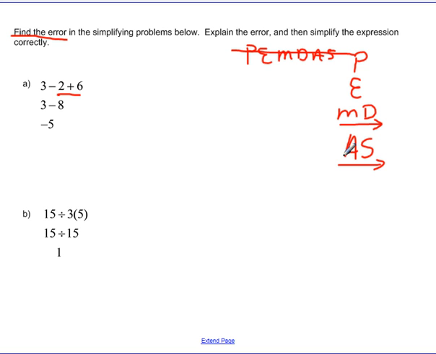So we need to be sure that we add or subtract whatever comes first, left to right. So here's the problem right here. They added before they subtracted, even though subtraction comes first. So let's rework this problem correctly over here.